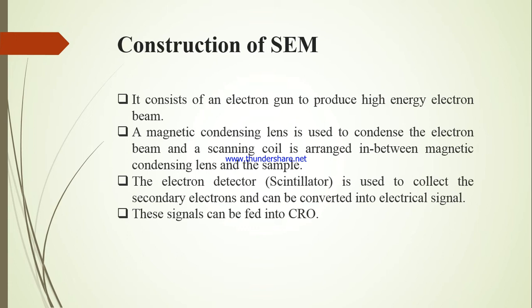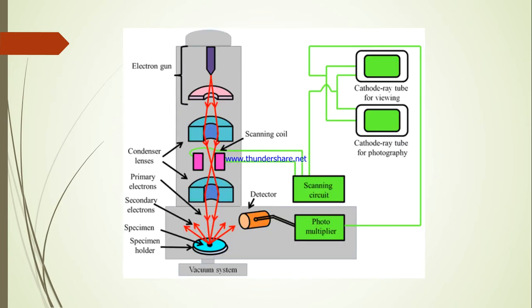The electron detector is technically called a scintillator. It is used to collect the secondary electrons emitted from the sample and convert them into an electrical signal. These signals can be fed into a CRO. CRO is nothing but the cathode ray tube for viewing and photographic purposes. Here you can see the scanning coil is located between the condenser lens and the sample.